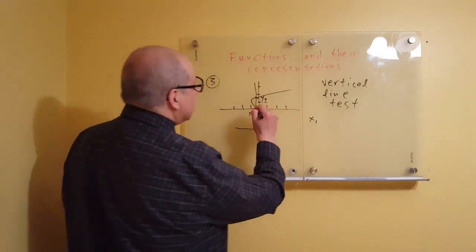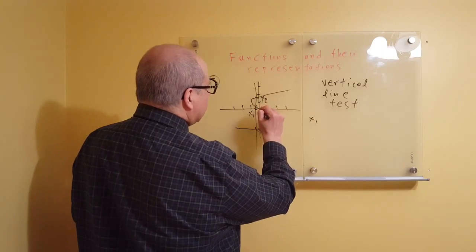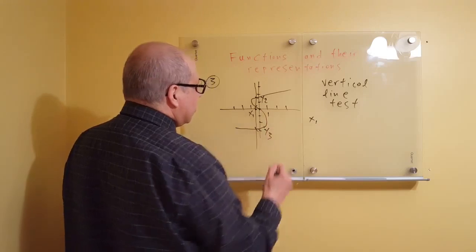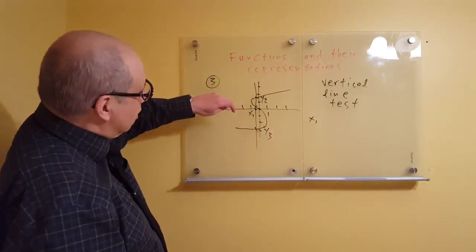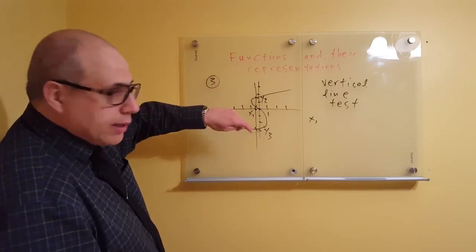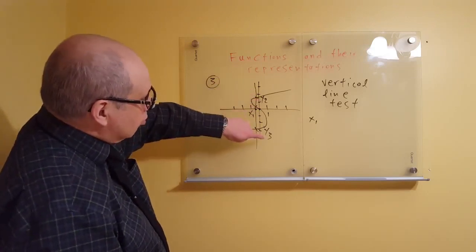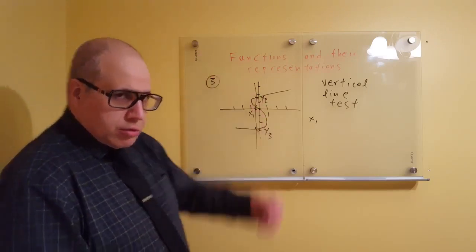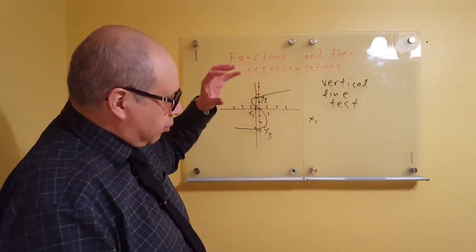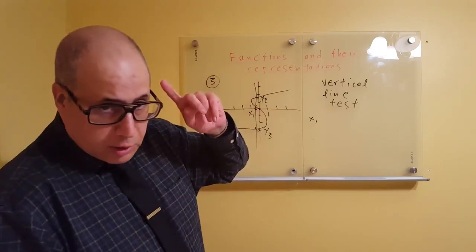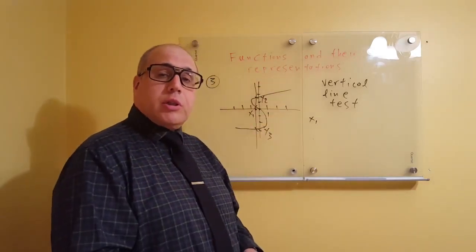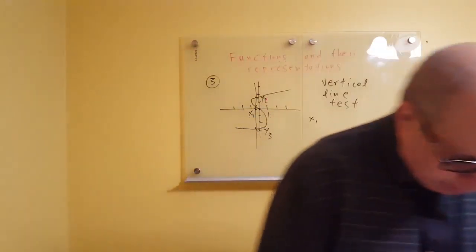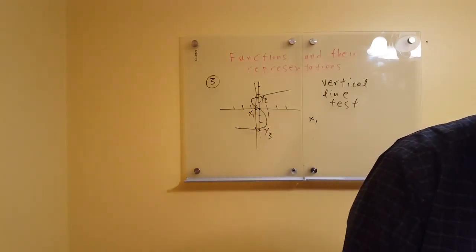So y1 should be 0, because you see that if you extend this to the vertical line, it intersects at 0. So for the point x1, you have 3 y's: you have the 0, you have y2 and y3. That contradicts the definition of function, which says that for every point in the domain you should have one and only one point corresponding to the range. So that's problem number 3.